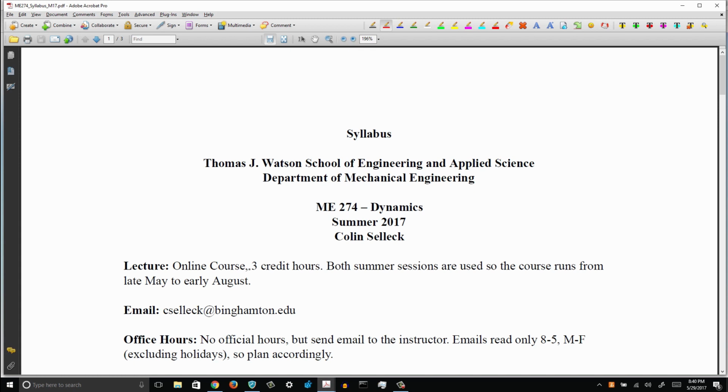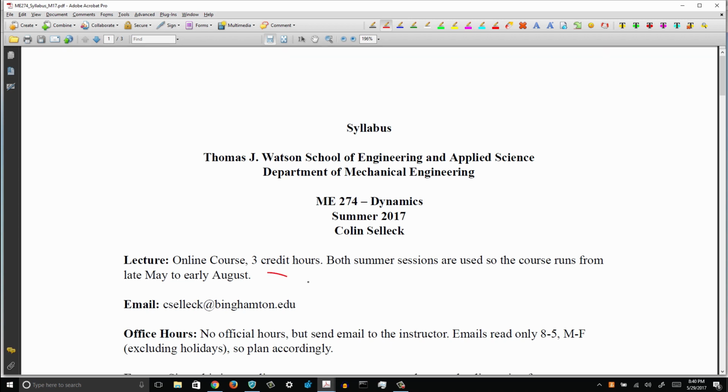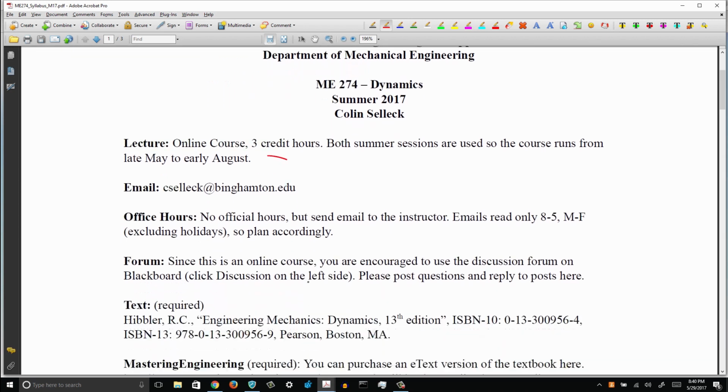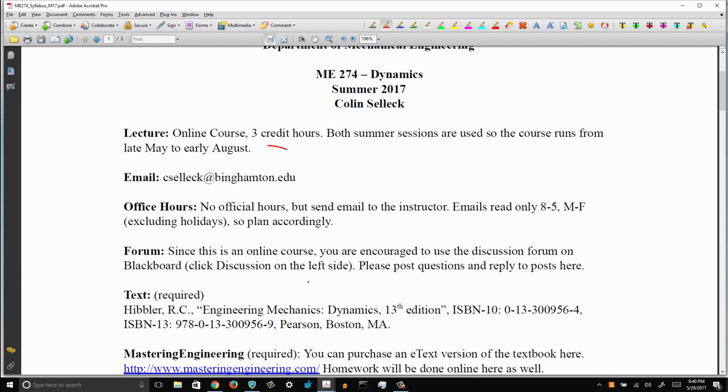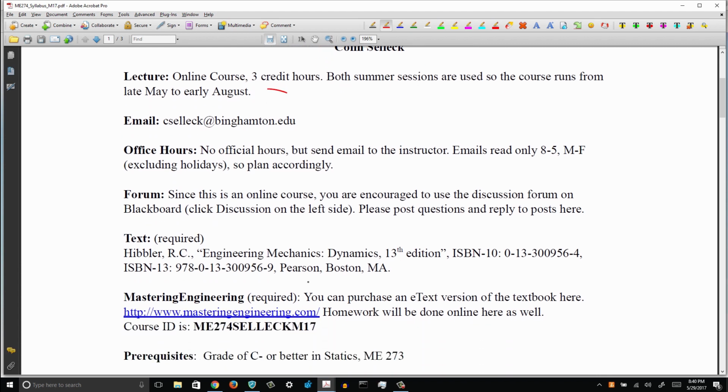The course, of course, is online, and it's 3 credit hours. I use both summer sessions, so we're going to run until about early August. There's my email address, cselleck@binghamton.edu. Of course, no official office hours, but just send email to me. And note that I only read emails 8 to 5, Monday through Friday, so plan accordingly.